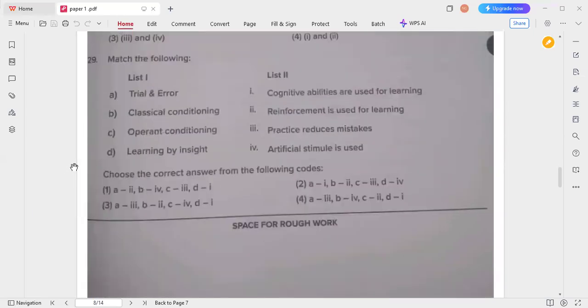So match the following. 29. So trial and error. Trial and error means what? Practice reduces mistakes. So A3. So where A3 is there in the third option also, fourth option. Next is the classical conditioning. So classical conditioning means that artificial stimuli is used in the classical conditioning. So where B, fourth option is there in the fourth option. So operant conditioning means that reinforcement is used for the learning. Then learning by insight means cognitive abilities are used for the learning. So option 4 is the correct answer.